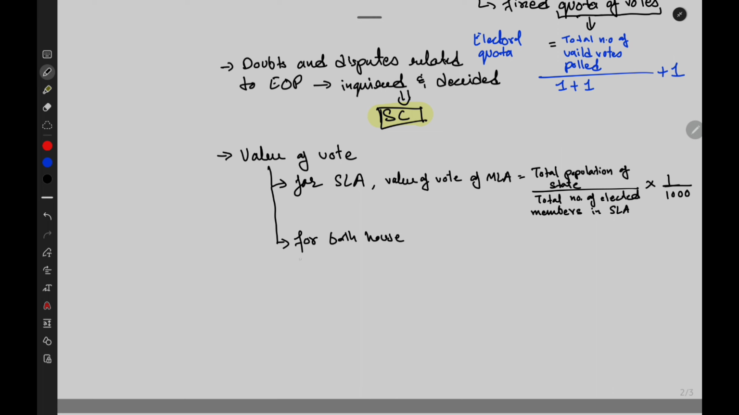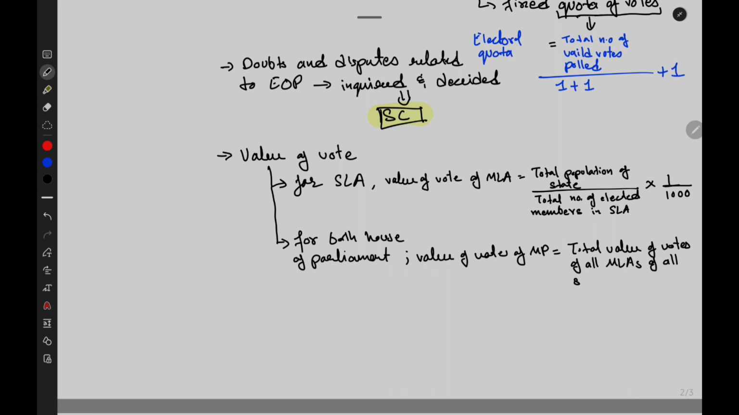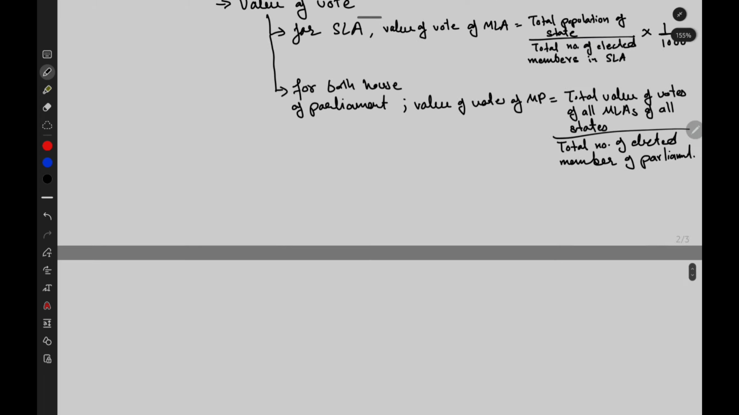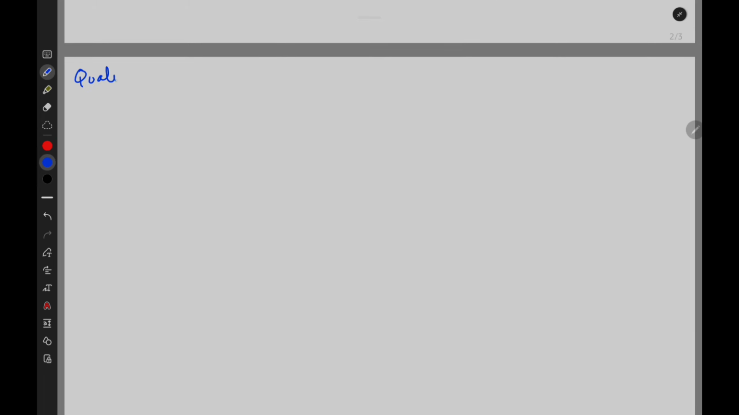For both houses of parliament, Lok Sabha and Rajya Sabha, the value of the vote of an MP is equal to the total value of the votes of all MLAs of all states divided by the total number of elected members of parliament. All right, I hope this is clear at this point. Now, what is the qualification for the president? The president has to be a citizen of India.